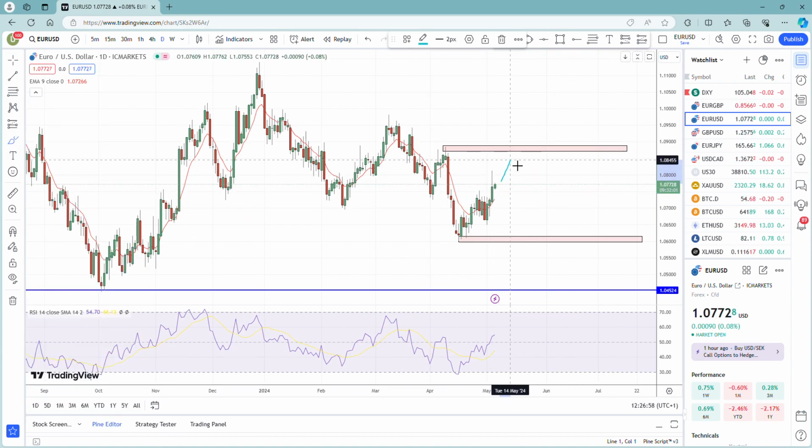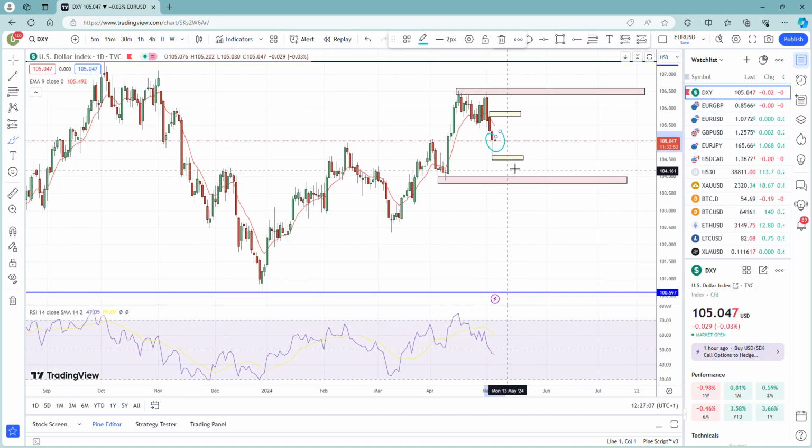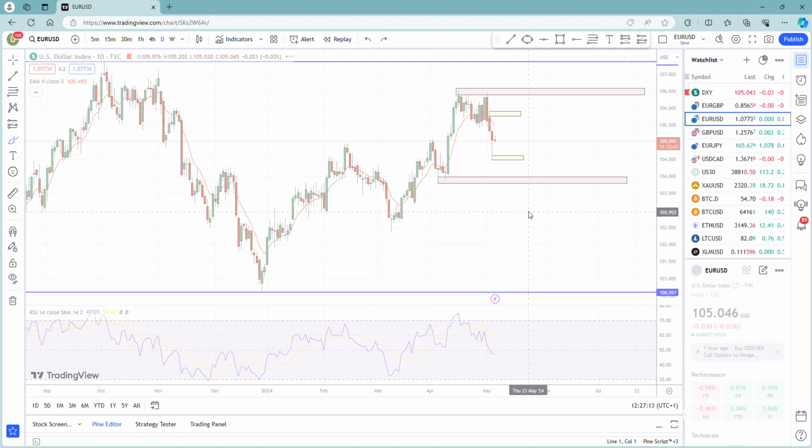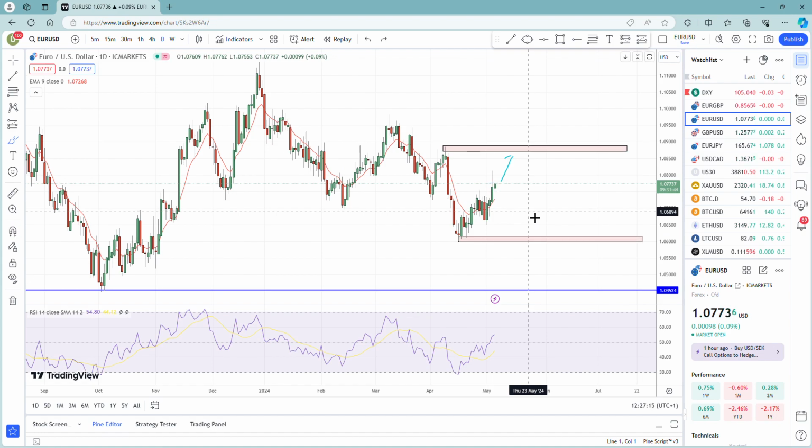I can expect price to go to this region here. That's why it's an indication, because the candle is green and also DXY is going down this way. So that's how it also helps with your price action analysis. Remember, you just want to increase your chances of winning a trade.